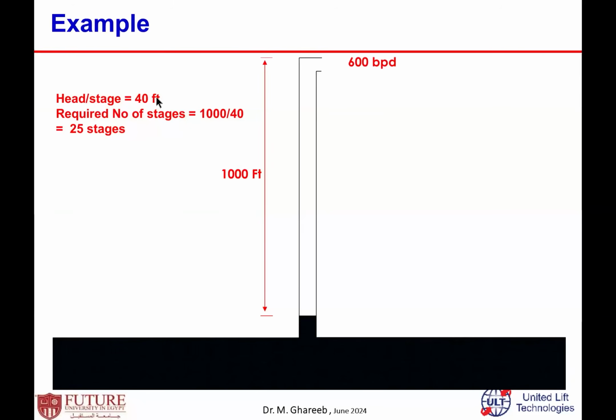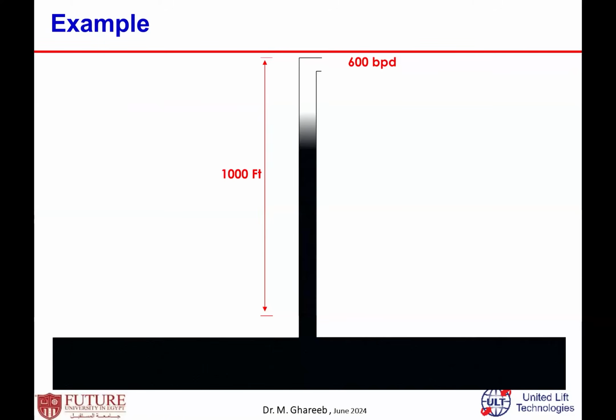The head per stage will be 40 feet, so the required number of stages will be 1,000 feet divided by the head per stage. Then in order to lift the fluid 1,000 feet, I require a minimum of 25 stages for this well, with this type of stage and a certain velocity.